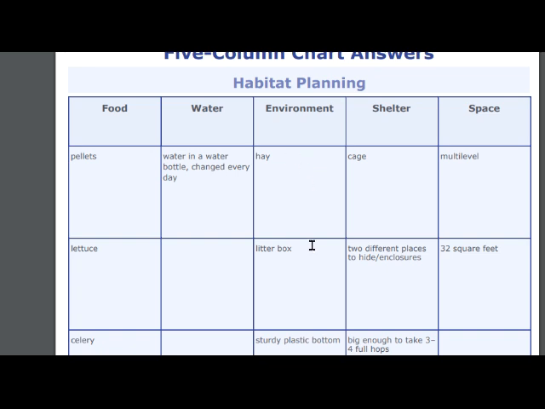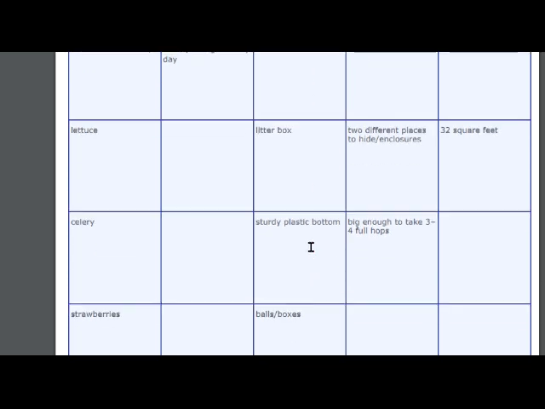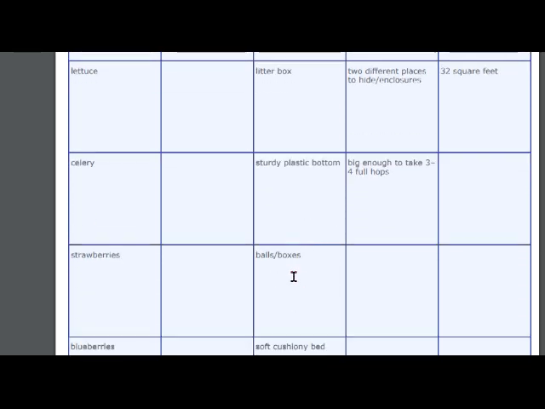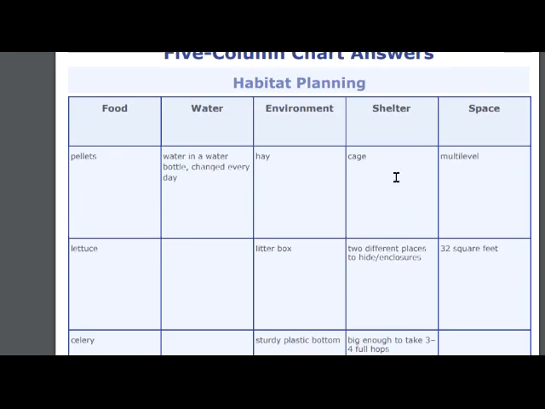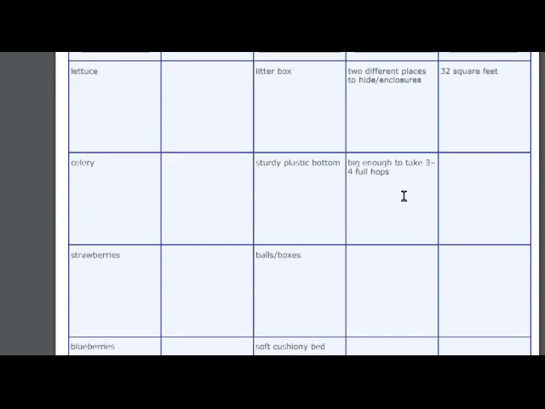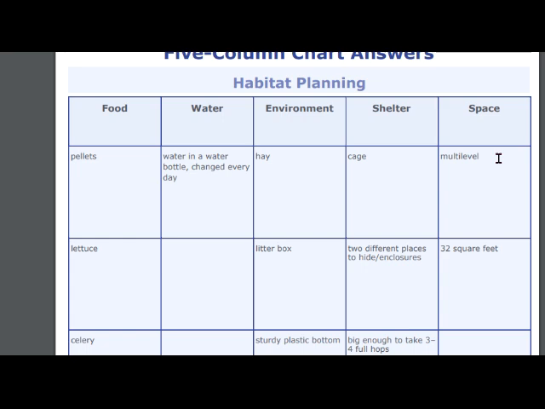Environment needs hay, a litter box, and a sturdy plastic bottom. Also some balls and boxes and a soft cushiony bed. For shelter, we will have a cage, 2 different places to hide or enclosures, and it needs to be big enough for the bunny to take 3 or 4 full hops. And then for space, multi-level. That means more than one level. And 32 square feet. They gave an exact measurement.